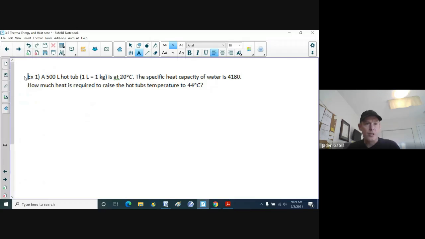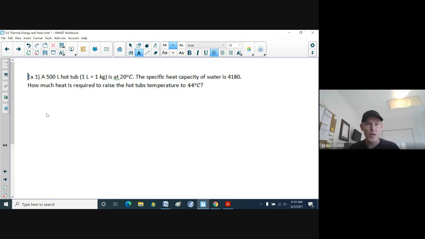I wish I had one of these still. A 500-liter hot tub. And for those of you who don't know, 1 liter is actually equal to 1 kilogram, is at 20 degrees Celsius. The specific heat capacity of the water is 4,180. How much heat is required to raise the hot tub's temperature to 44 degrees?